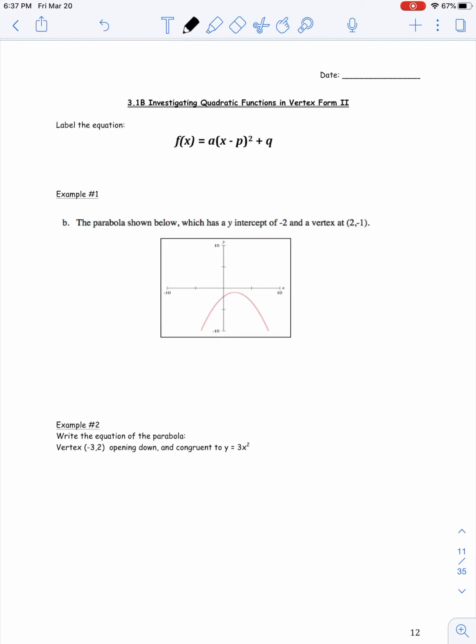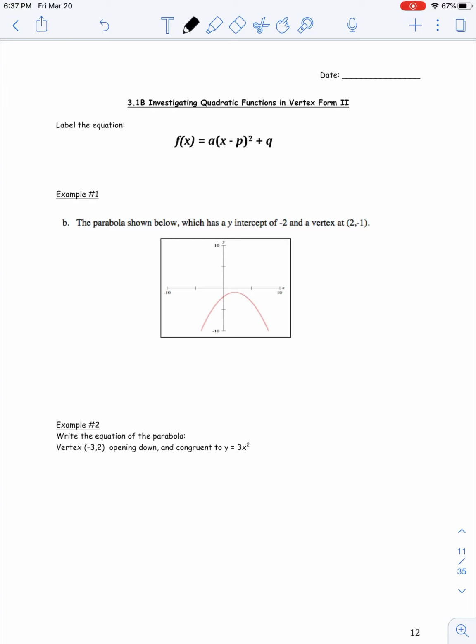Hey Math 20-1 students, I just wanted to go through lesson 3.1b, investigating quadratic functions in vertex form 2. So what you want to do is make sure that you're doing your homework and practicing these examples to help prepare you for Math 30-1.